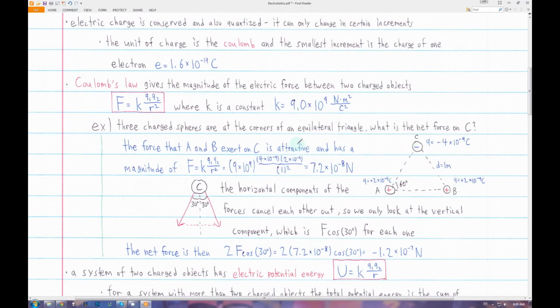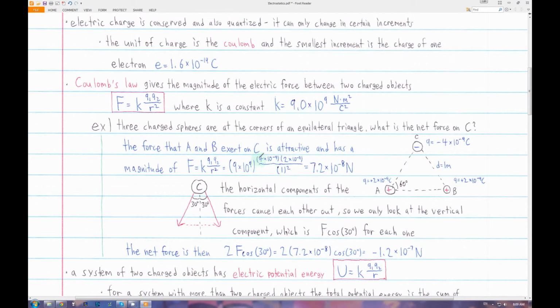So since the A and B charges are the same, they'll exert the same magnitude of force on C. So we use Coulomb's law and just plug it in. So one of the Q's is 2 times 10 to the negative 9th, and the other one is 4 times 10 to the negative 9th.